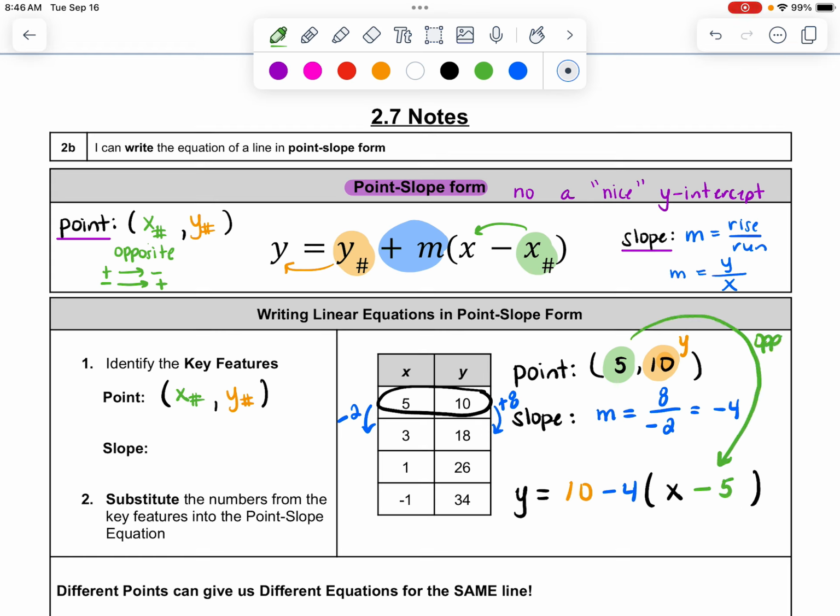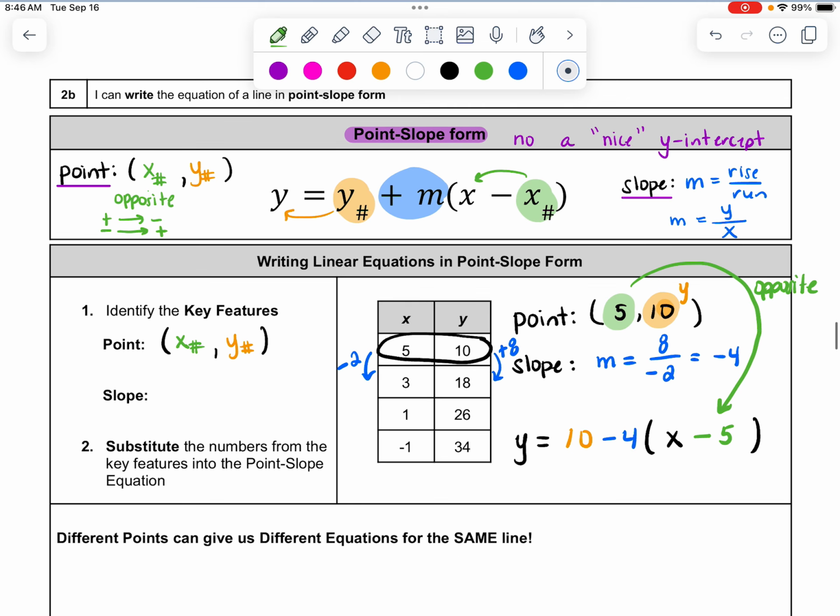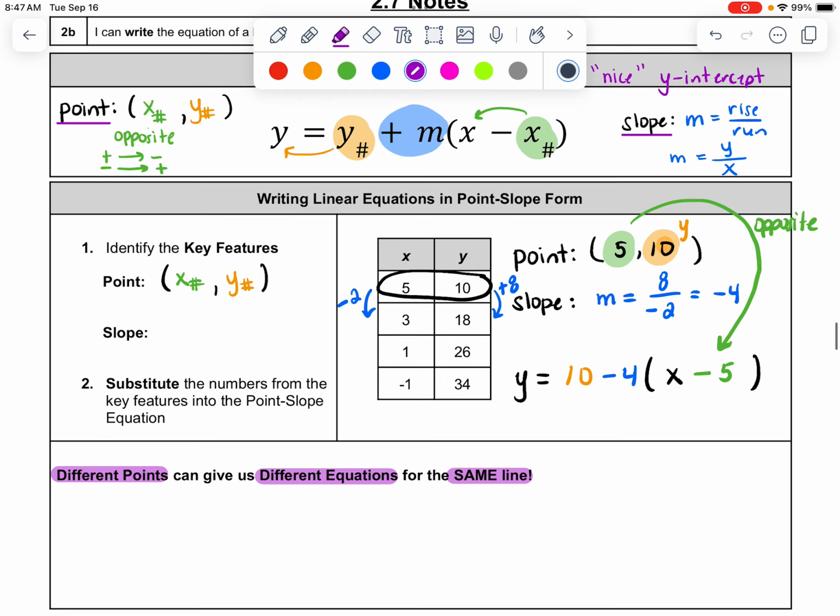Because that number is going to be the opposite. That's it. Now, the interesting thing here is that if we choose a different starting point to use, it can give us a different equation for the same line. So we're talking about the same line when we make the graph. The equation just looks a little bit different.